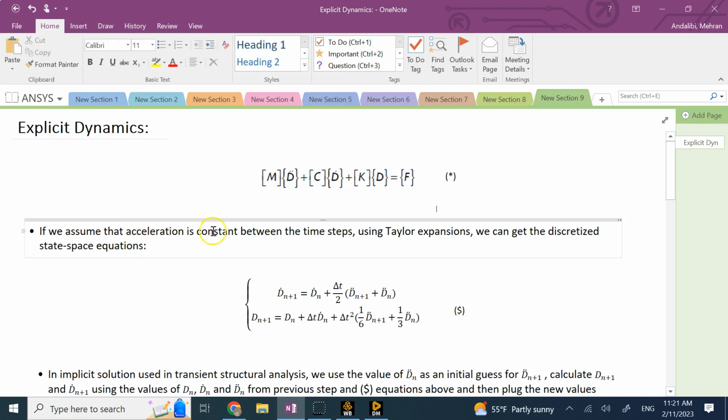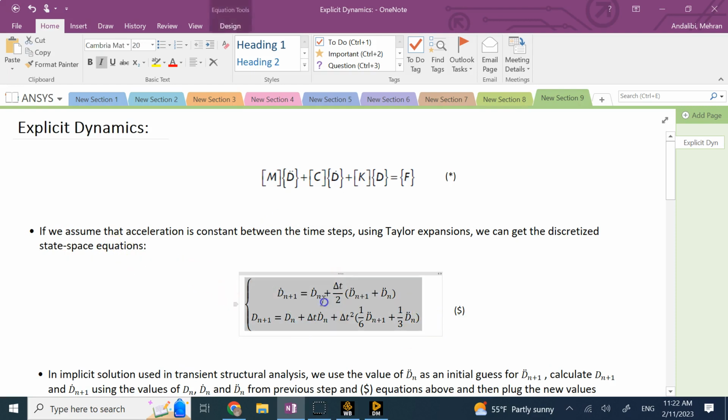And here we assume that the acceleration term, the d double dot term, is constant between two time steps. So the d triple dot and the higher time derivatives of d are all zero between two time steps. If we use Taylor expansion for the d double dot, and we plug the higher derivatives of zero into the expansion, then we can get our update equations for what we call the state space equations in a discretized form as shown here.